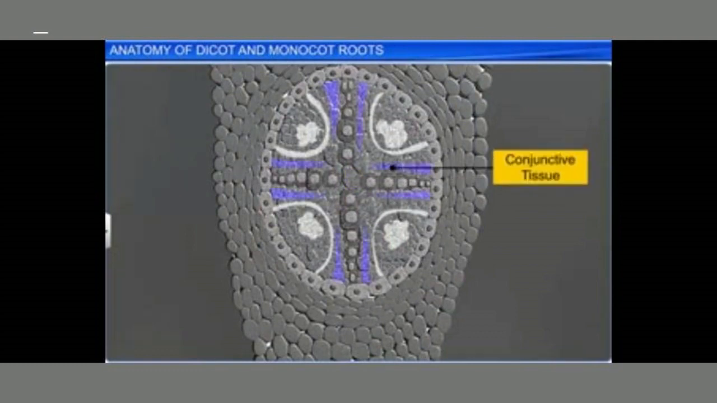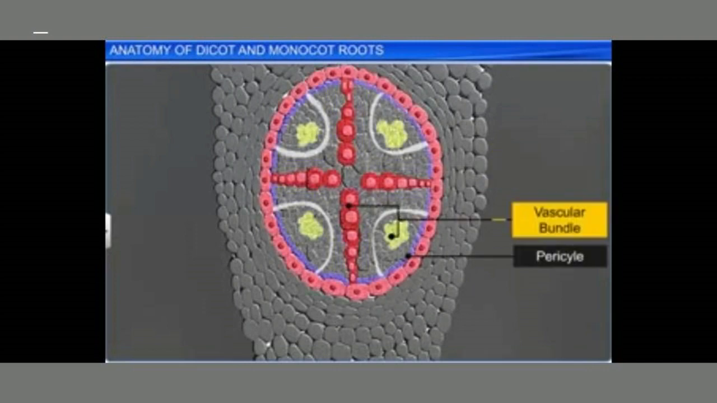In this diagram, we can see the conjunctive tissues on either side, violet color. Children, you can see this violet color, that is the conjunctive tissue. Now we are going to see the vascular bundles, and we already saw the pericycle is also there. So this is called a vascular bundle. These vascular bundles are arranged in the form of a ring round the pith in dicot stem. But in dicot root, vascular bundles are made up of parenchyma.